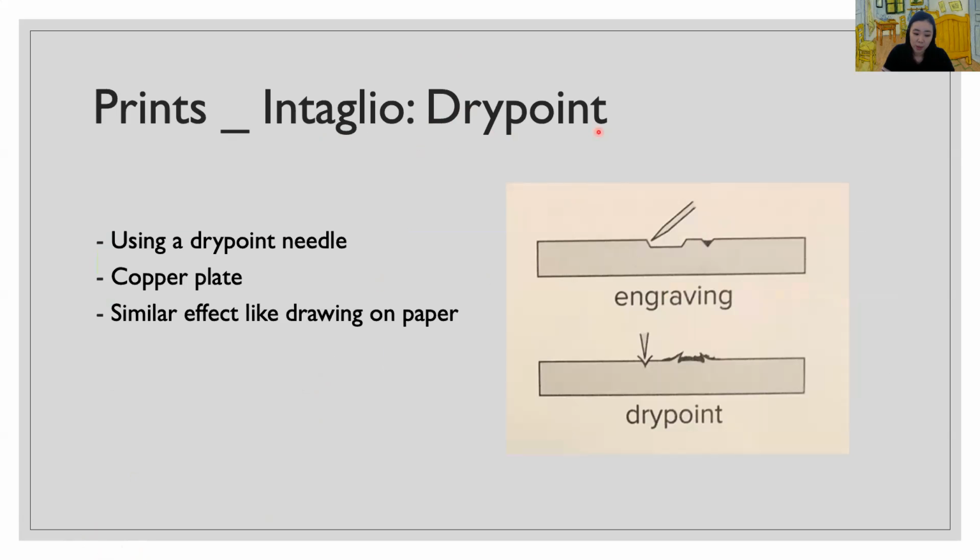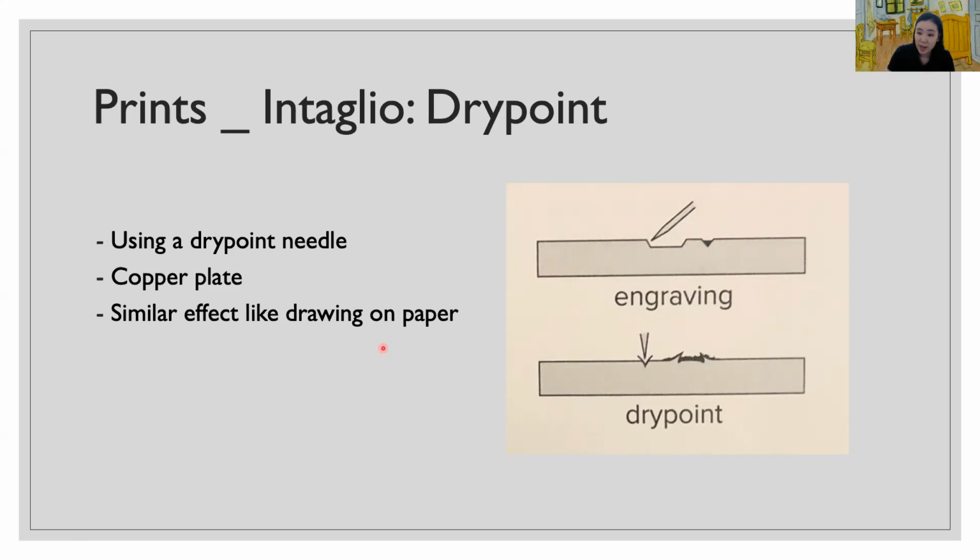So dry point is similar to engraving, except that the cutting instrument used is a dry point needle. Here, this is the needle. And the artist draws on the plate, usually a copper plate, almost as freely as one can draw on paper with a pencil. And some artists use acrylic plate instead of copper plate to make an image for the dry point printing.